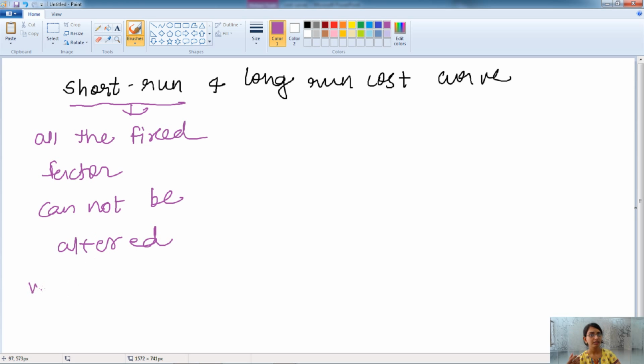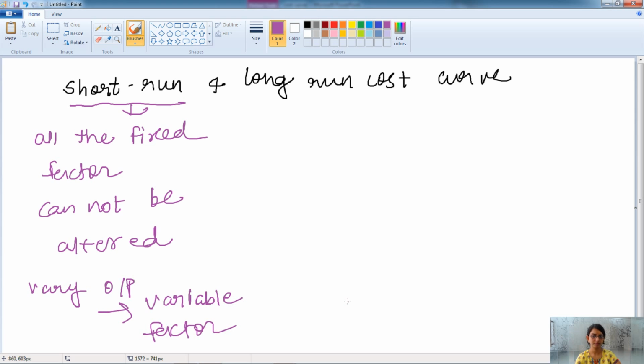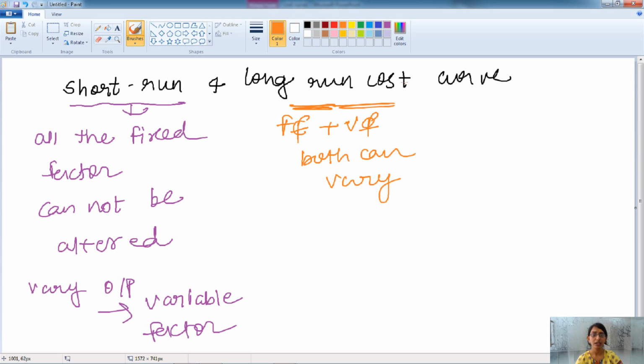Here we can vary our output with the help of the variable factor, let's say labor, etc. Okay, so this is about the short run. Whereas in the long run, the fixed factor and the variable factor both can vary, and we can increase our output. So this period is known as the long run, and the costs incurred are known as the short run cost and the long run cost.